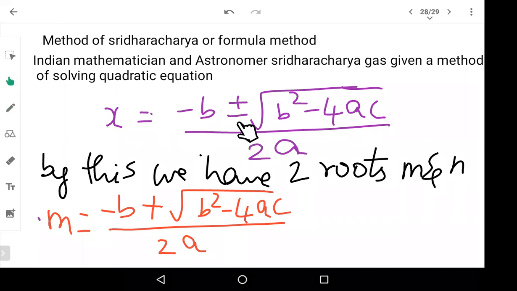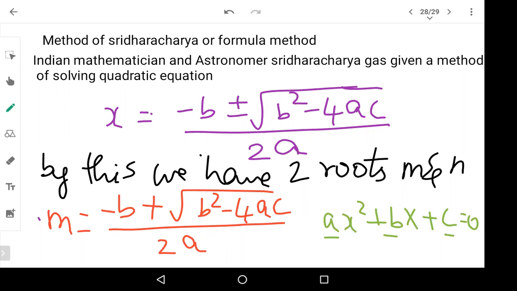Minus b plus or minus square root of b square minus 4ac divided by 2a. Now, we already know in the form of ax square plus bx plus c, we know what a, b and c are. So, all that we have to do is recognize that a, b and c and apply that into this formula here. Now in this formula, you will have two roots and the roots are known as m and n. So one of the roots is denoted by m and the other root is denoted by n.